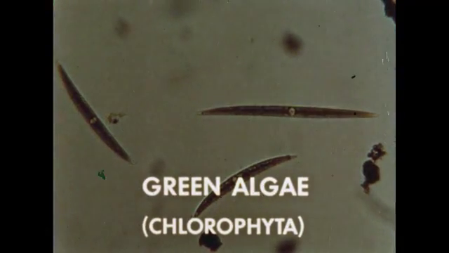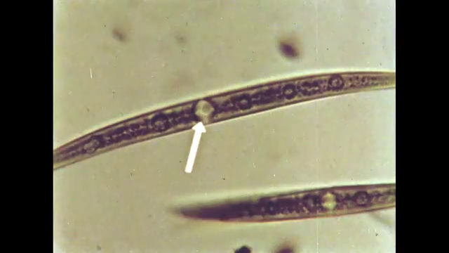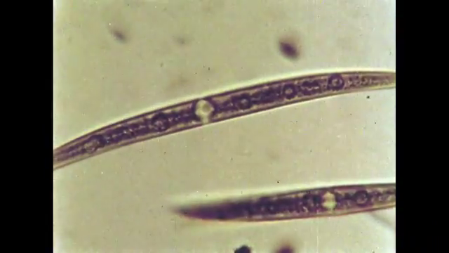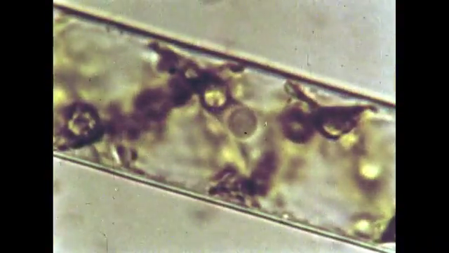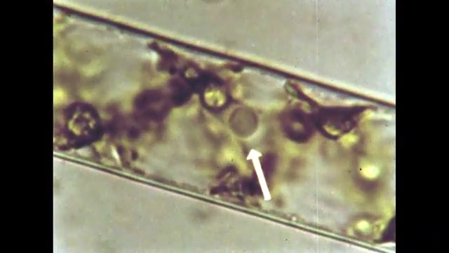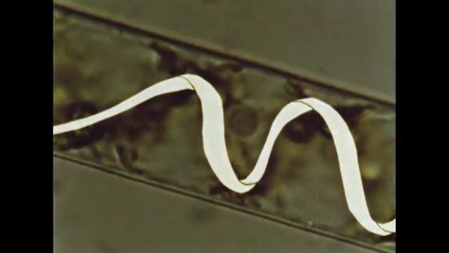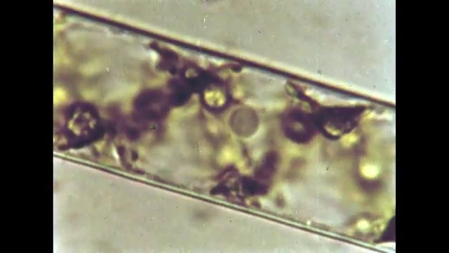The green algae have cells with a distinct nucleus and produce starch in one or more plastids containing chlorophyll. The nucleus is evident in Closterium, and in Spirogyra. This is the spiral chloroplast of Spirogyra.